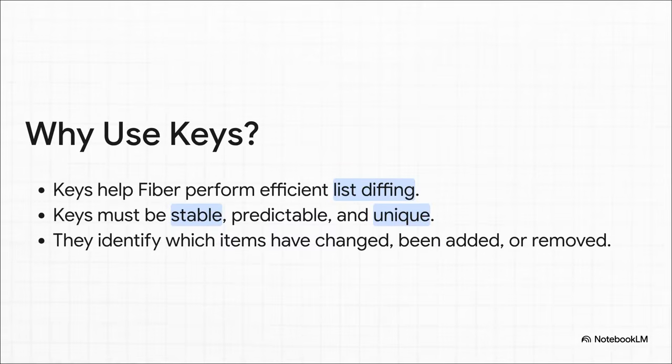Yeah, think of keys like little name tags you put on each item in your list. Without those tags, if you add a new item in the middle, React basically has to guess what happened. But when you provide good, stable, unique keys, Fiber can instantly see, oh, okay, a new item was added here, and these other ones just shifted down. It lets React do a quick surgical update instead of re-rendering the whole dang list. Seriously, using keys properly is one of the best things you can do to help React's engine do its job.